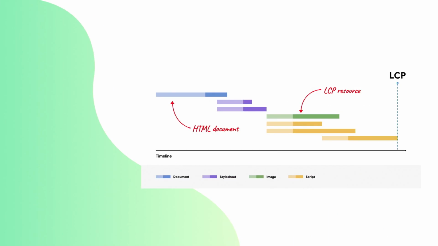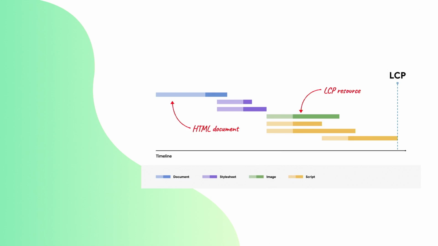I think a schema is always more visual than a long sentence. In this schema you can see a lot of colors. The first color is the initial HTML document. In violet is the style sheet, in green the image, and in yellow the script. So typically the LCP resource here is your image.